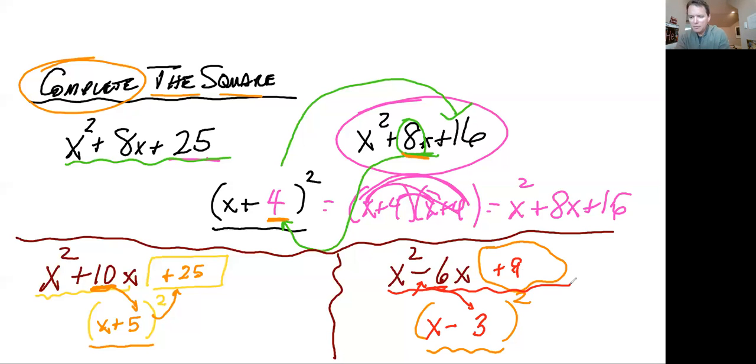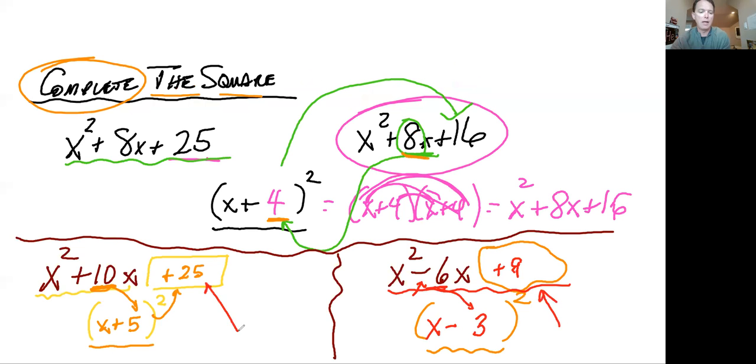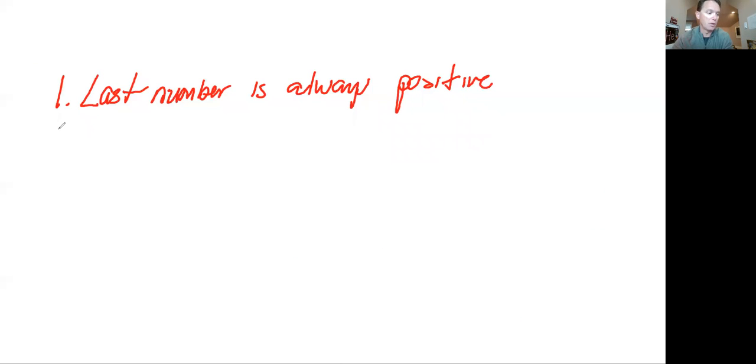So a couple of thoughts here. I'm just going to put this on this page separate. First of all, the last number is always positive. And by last number, I mean like this number and that number there. Okay, so last number in a perfect square trinomial.